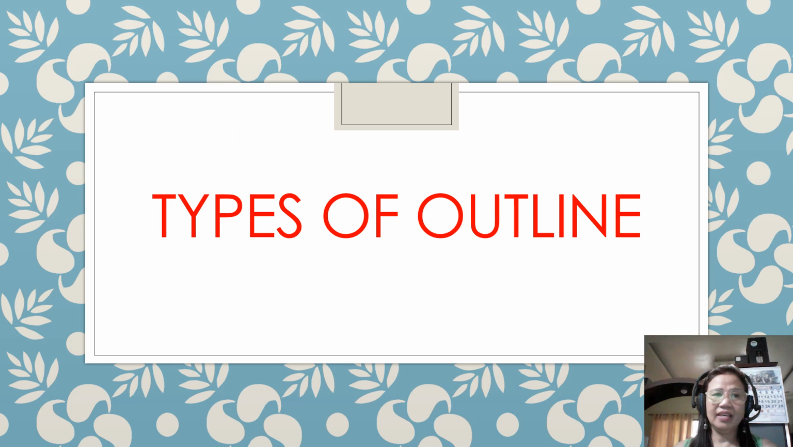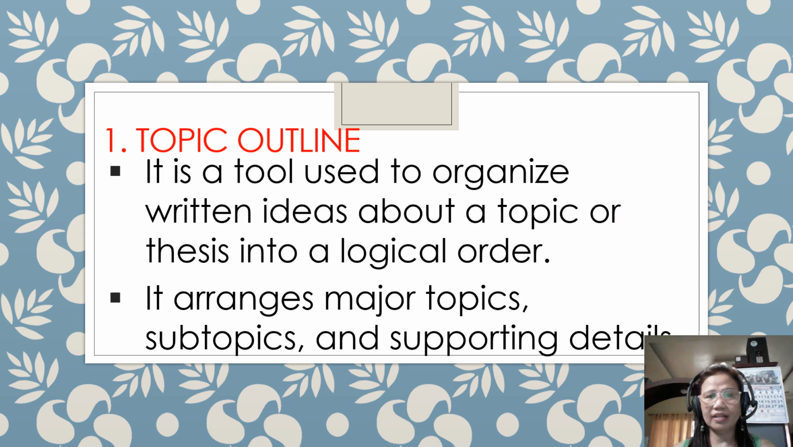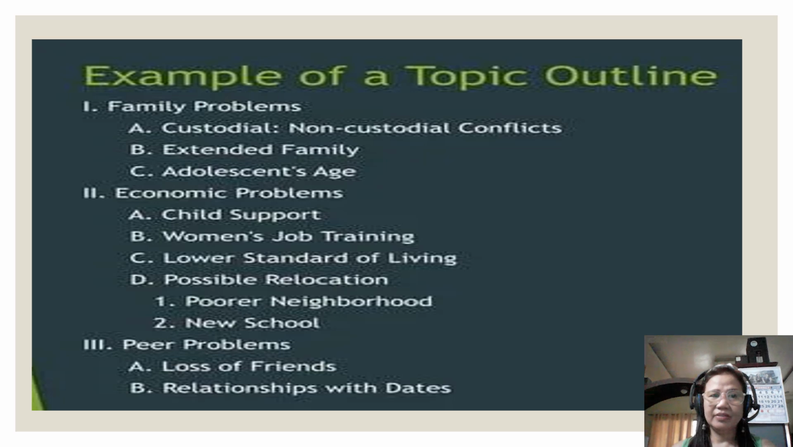right? Next, let us now discuss the types of outline. Number one, topic outline. It is a tool used to organize written ideas about a topic or thesis into a logical order. It arranges major topics, subtopics, and supporting details. So this is an example of a topic outline. The ideas are well organized, logically arranged.